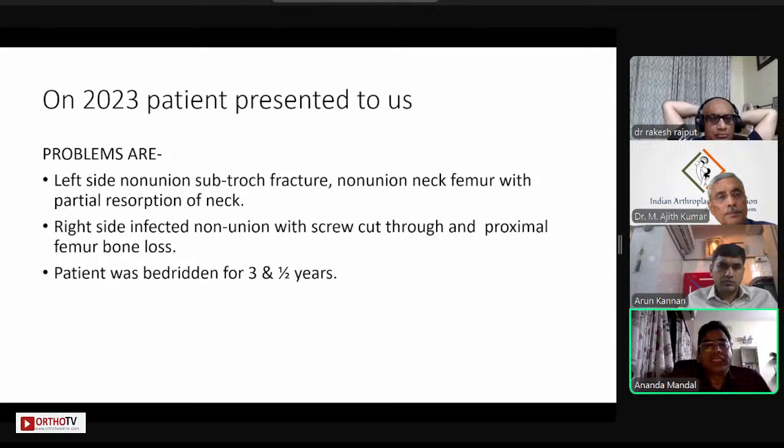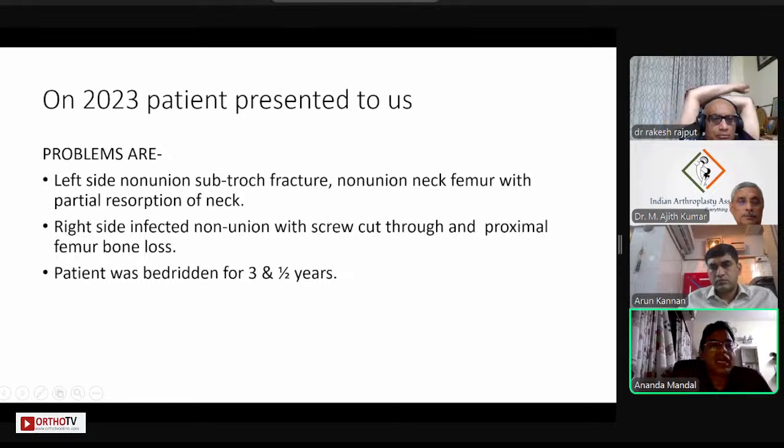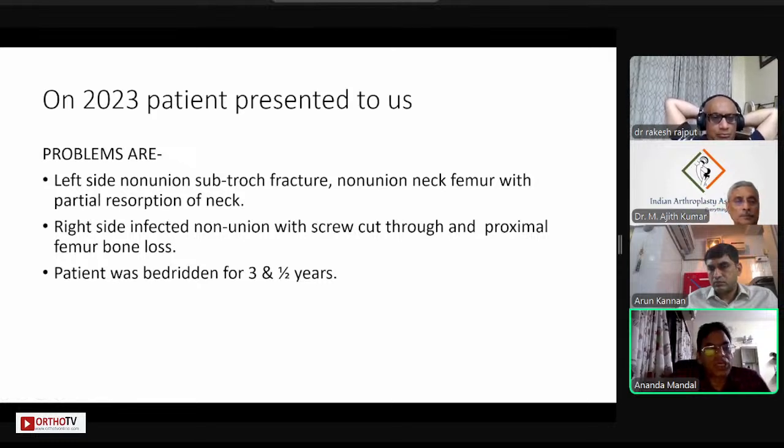In 2023, the patient presented to us with these problems: on the left side, non-union of the subtrochanteric fracture, also non-union of the neck of femur fracture with partial resorption of the neck; on the right side, infected non-union with screw cut through and proximal femur bone loss. The patient has been bedridden since the road traffic accident, about 3.5 years.